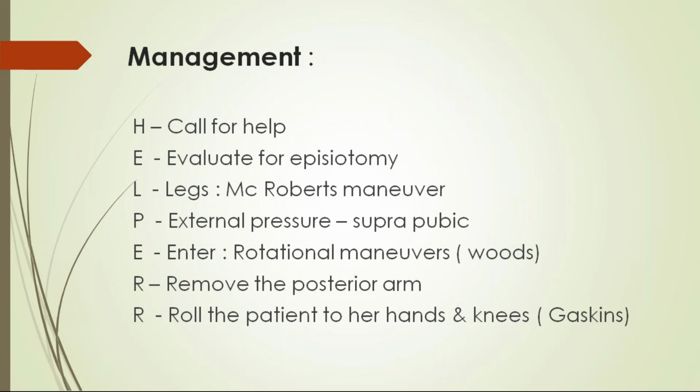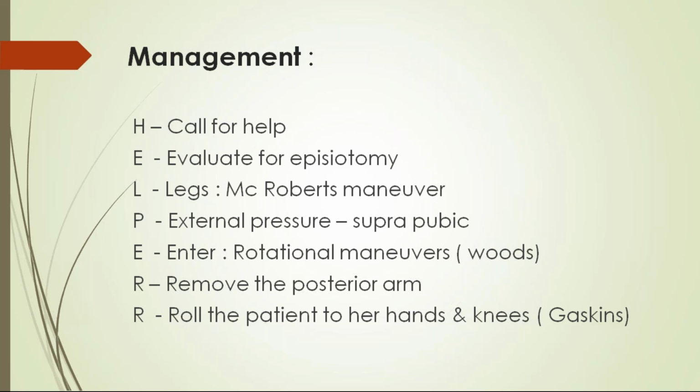So first of all, you should call for help. Always call for help and evaluate for episiotomy. If the episiotomy is not sufficient, you can extend the episiotomy. And the legs should be in the McRoberts maneuver. External pressure should always be suprapubic. In case of shoulder dystocia, we should never ever give fundal pressure.